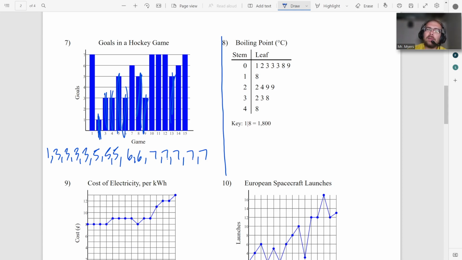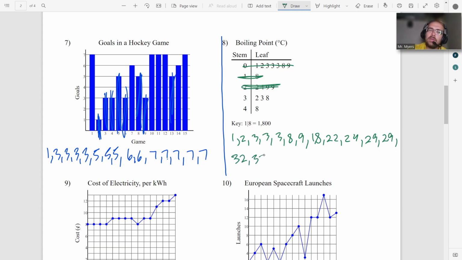This stem and leaf plot: you've got to be careful with stem and leaf plots. They're a little tricky sometimes. Sometimes it's helpful to list out some of the numbers. If we list out the numbers, it would look like this: 1, 2, 3, 3, 3, 8, 9. So that's the first row. The first row has no tens digit. Basically, it's a tens digit followed by ones digits. So this is a tens digit of 1 and a ones digit of 8, a.k.a. 18. Then you have 22, 24, 29. Then you have 32, 33, and 38.